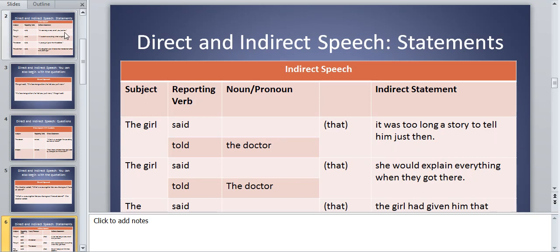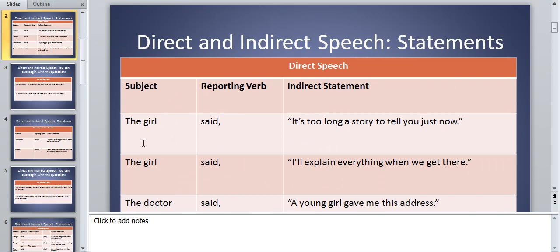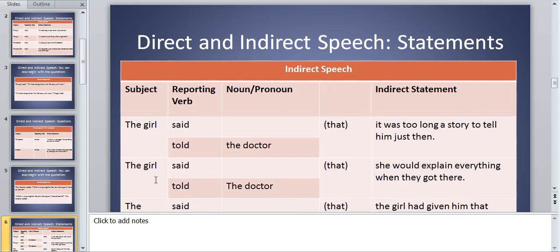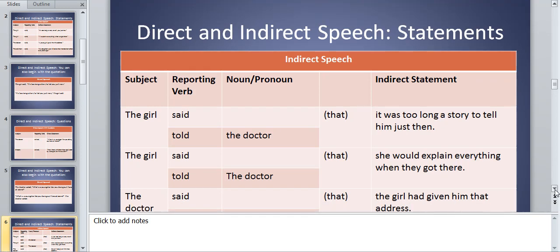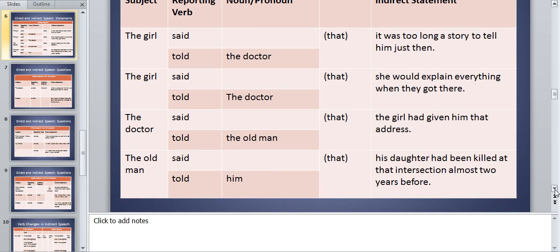Okay, let's look at another one. If I say, the girl said, I'll explain everything when we get there. This is the direct statement. When I go to the indirect speech, this is what it looks like. Okay, the girl said that she would explain. The will becomes would when they got there. Instead of here is there. Instead of we, it becomes they. Okay, let's go back to another one.